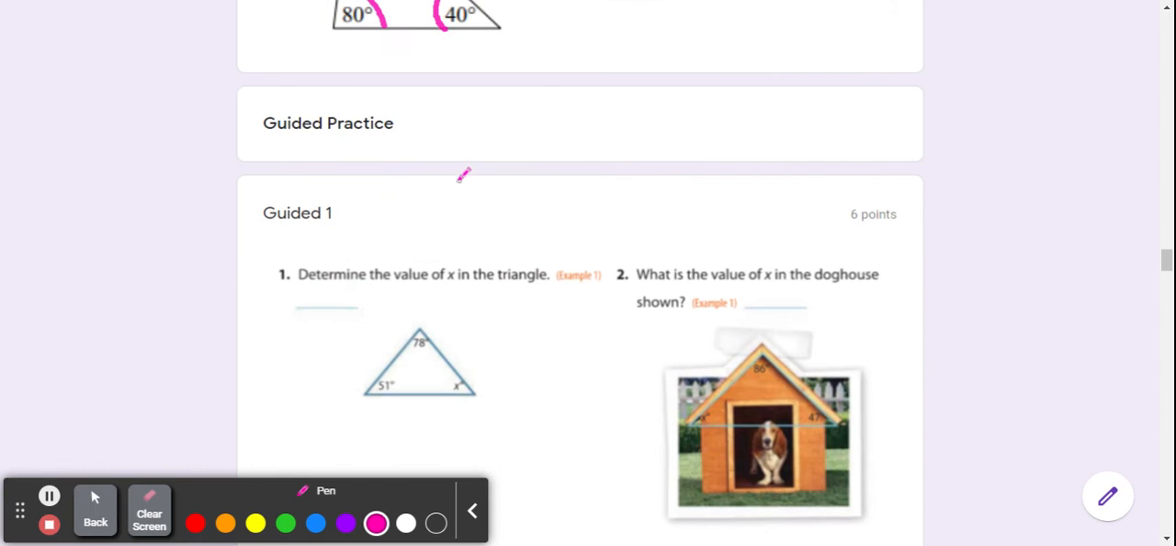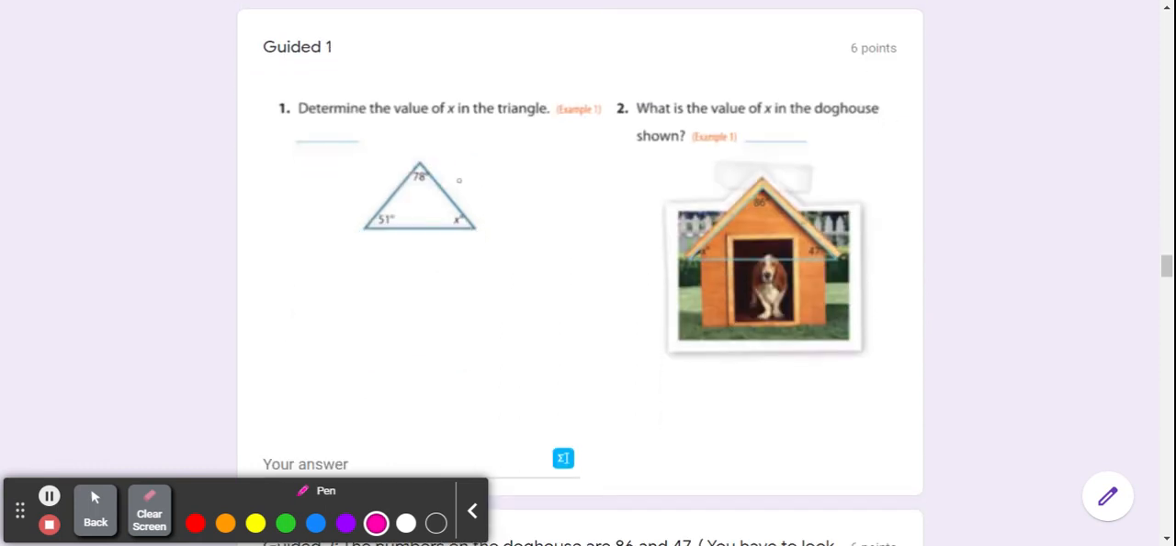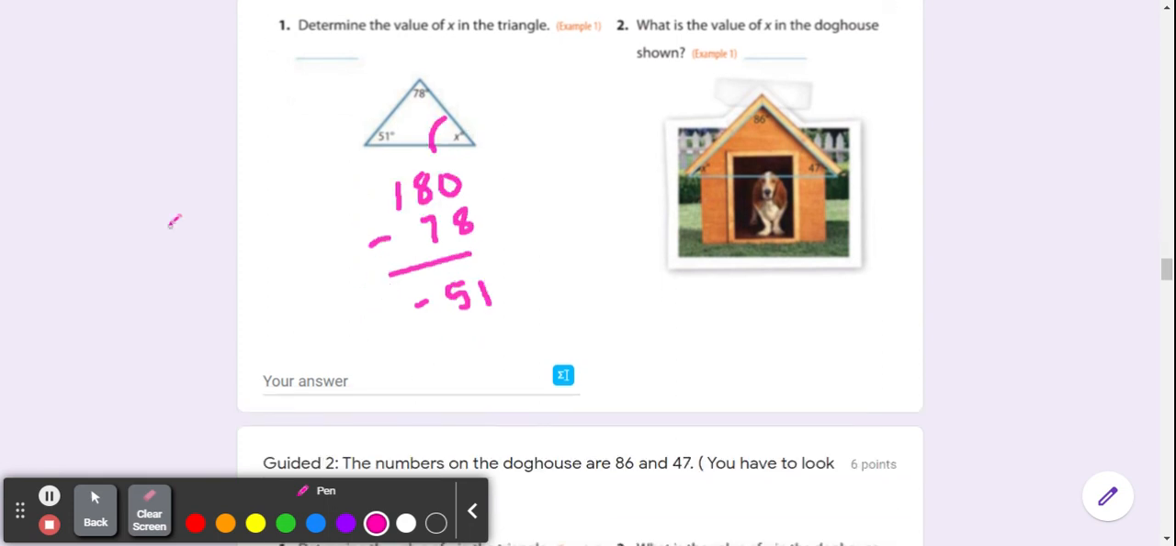So now let's practice a few of these. Let's try this one. It says determine the value of x in the triangle. If I know all together they have to equal 180, all I'm going to do is start with 180 and subtract out the 78 and then subtract out the 51. You can do it all at once as well. So if I do 180 and subtract 78, I get 102. And then I'm going to subtract my 51, and that gives me 51 as well. So my answer for this one is 51.